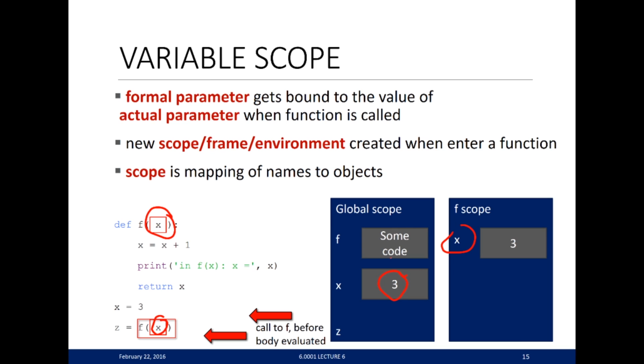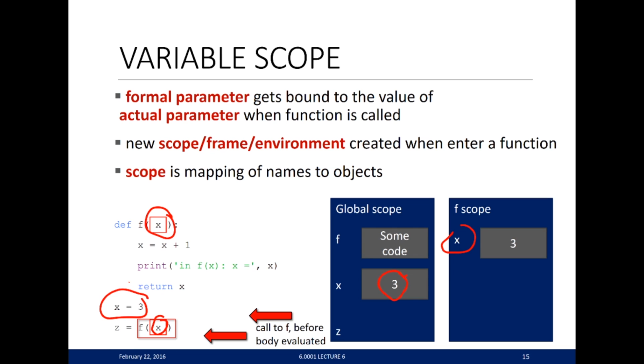I know it looks a little confusing. I'm deliberately using two different values of x so you can see where the bindings come from. So f evaluated on x says, what is the value of x? I get it from the binding that I just previously made. So inside that f scope, x is bound to 3.